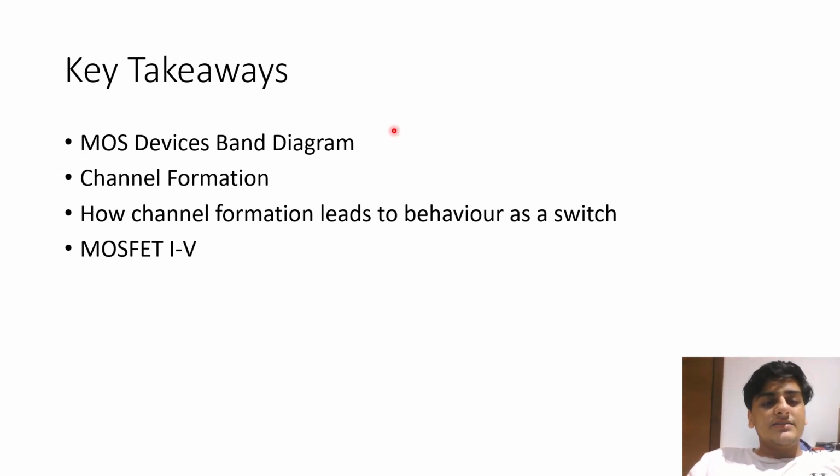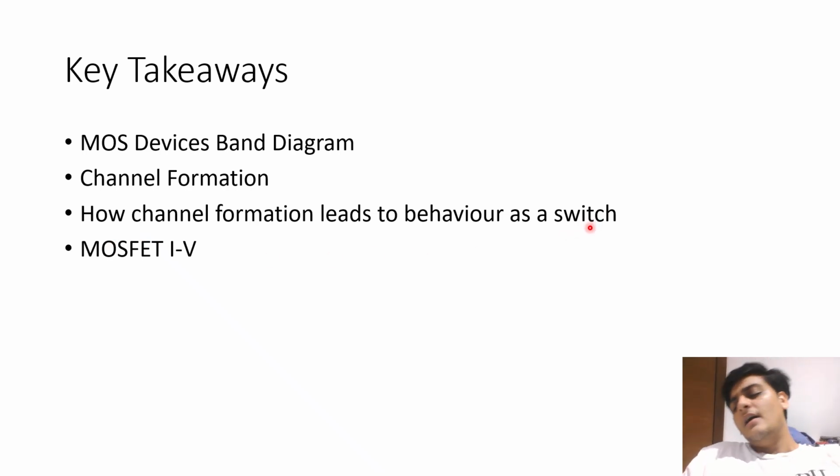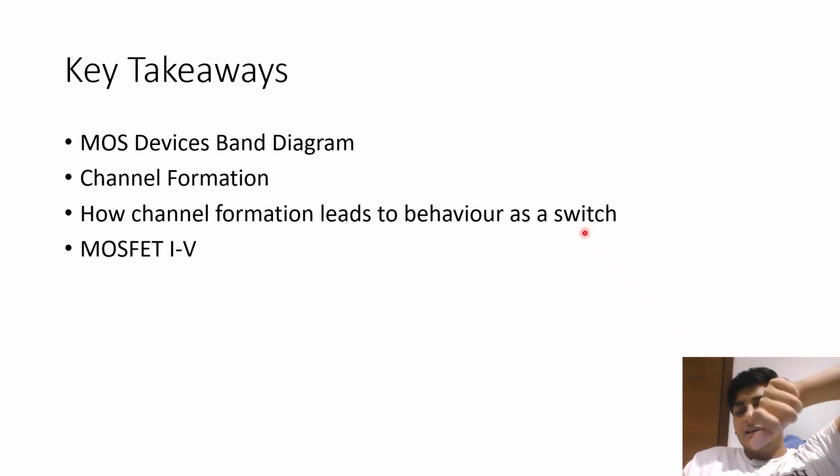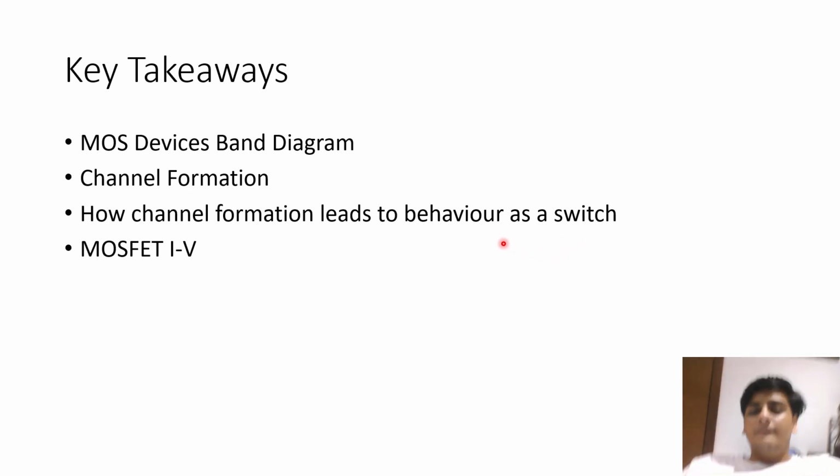Cool. So key takeaways from this module: the kind of band diagrams for MOS devices, how we drew them, how the channel is formed, how channel formation leads to behavior as a switch, which means that when you apply the gate voltage, the inversion channel gets formed, which can conduct, which means that when you apply voltage across the ends, it conducts current through it. When you don't apply the gate voltage above the threshold, the inversion channel does not form, which means that it's like an off switch. And finally, we learned about the MOSFET IV characteristics.